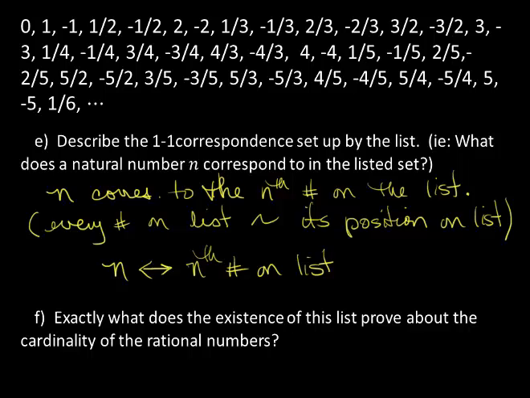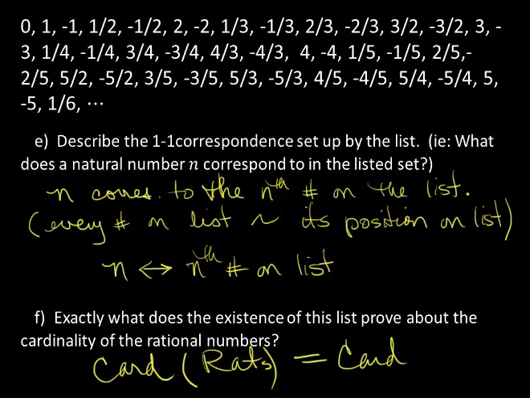Part F, exactly what does the existence of this list prove about the cardinality of the rational numbers? Everybody better get this one right if it's on the final. We went to all that effort to show that since the rationals could be listed, the cardinality of the rational numbers is equal to the cardinality of the natural numbers. They have the same cardinality. They are the same order of infinity.